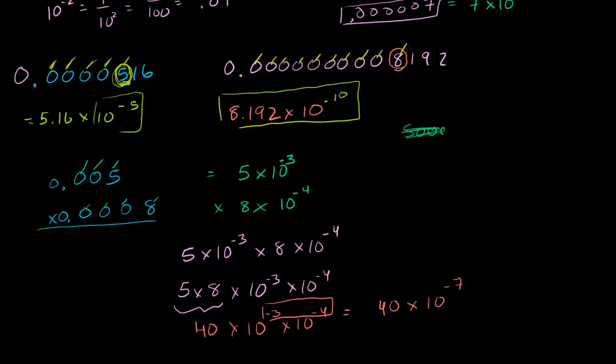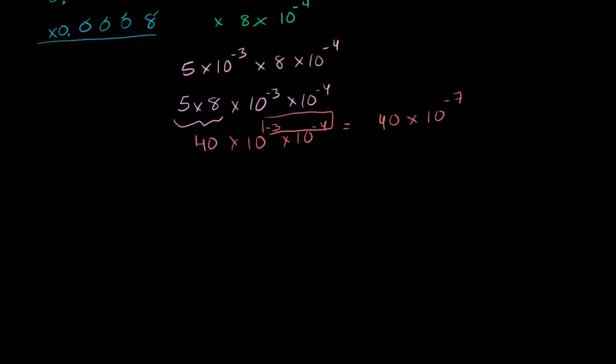Let's do another example. Let's say we were to multiply Avogadro's number, which we know is 6.022 times 10 to the 23rd, times some really small number. Let's say it's 7.23 times 10 to the minus 22. So this is some really small number. You're going to have a decimal, and then 21 zeros, then a 7, and then a 2 and a 3. So this is some really small number.